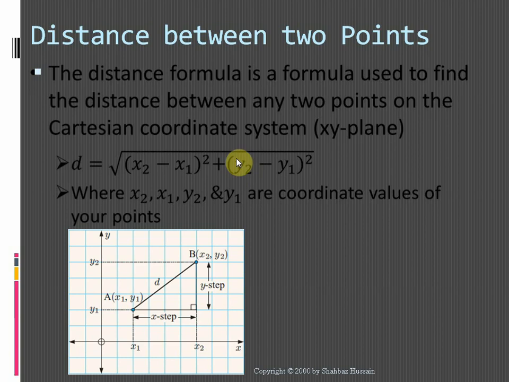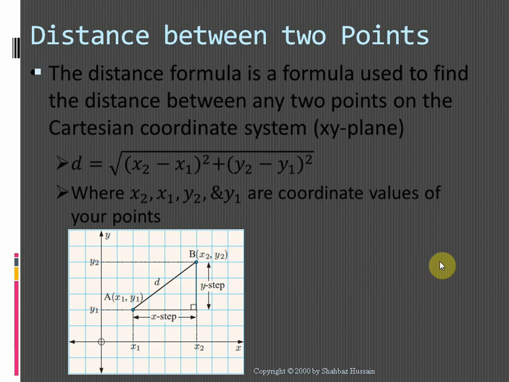So this is the basic formula to find the distance between 2 points, and the distance will be positive every time you calculate the distance between 2 points. Your answer will be positive, and you will write the answer in units. Again I am repeating: x2 minus x1 whole square plus y2 minus y1 whole square, under the square root. Just substitute the values of x2, x1, y2 and y1, and you get the distance between 2 points.